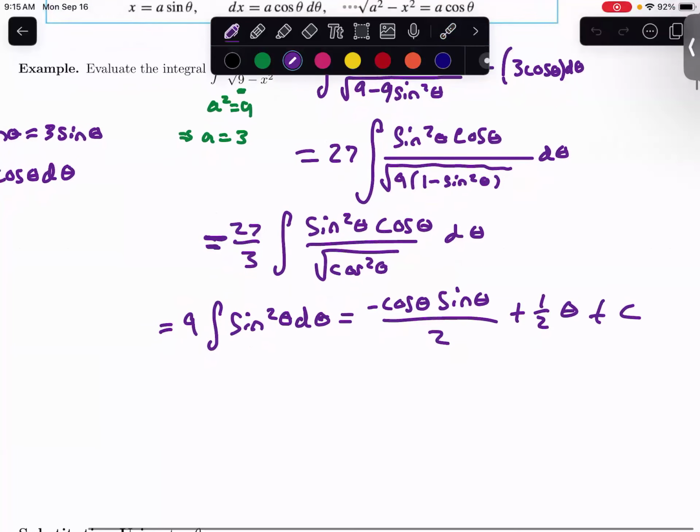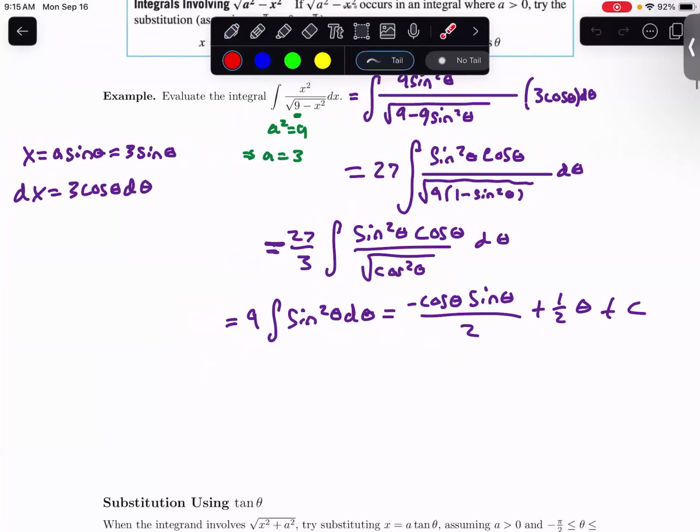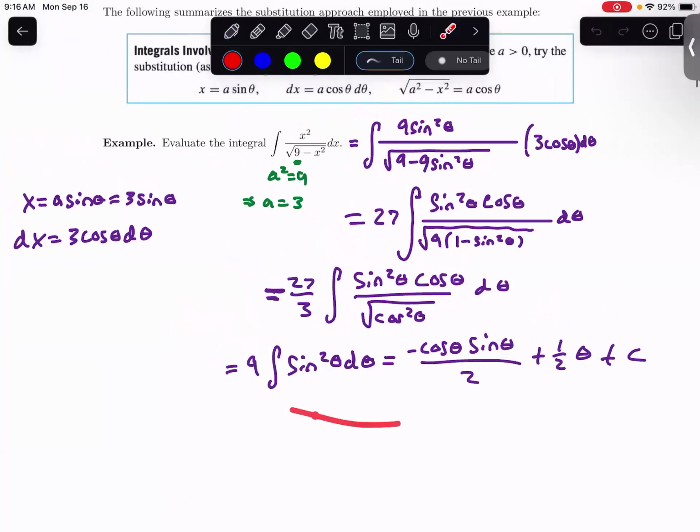Okay, so we're not done yet, right? Everything is in terms, actually, before I continue, are there any questions so far about how we got to this point? Okay, so this is most of the work so far, but we're not done yet.